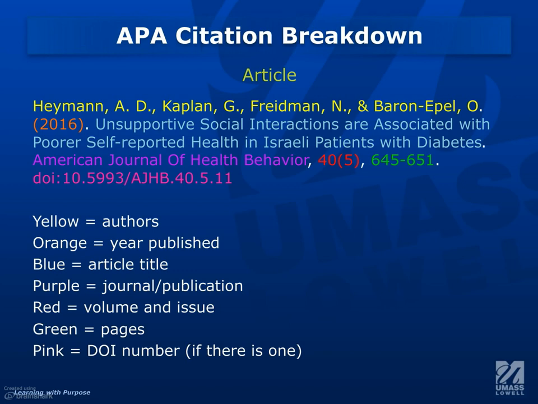In yellow, I've put the authors. They start all citations, and if it's not a person, it's an organization. They're listed in the order that they're listed in the actual publication itself. It's very important for order in APA citation. The first author does the most work, so they get listed first.